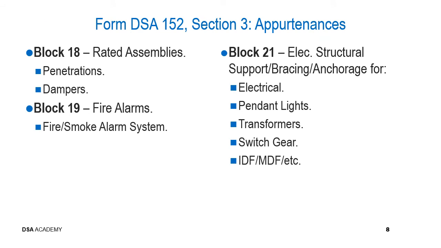Continuing with some additional possible entries which may be made by the inspector for electrical components or construction taking place is Section 3 of the Form DSA 152, titled Appurtenances. In Block 18, it is set aside for rated assemblies, and it's possible that electrical penetrations and also dampers that are installed would be appropriate.